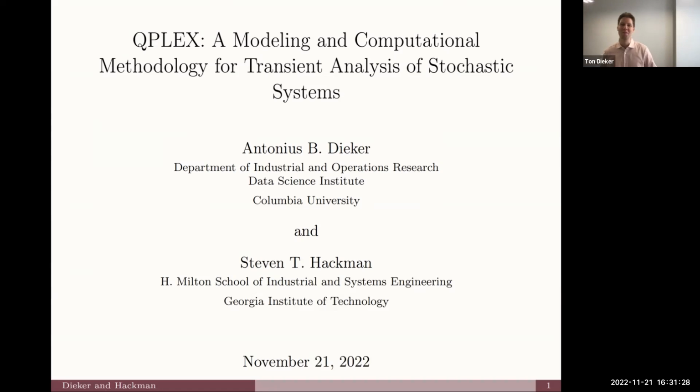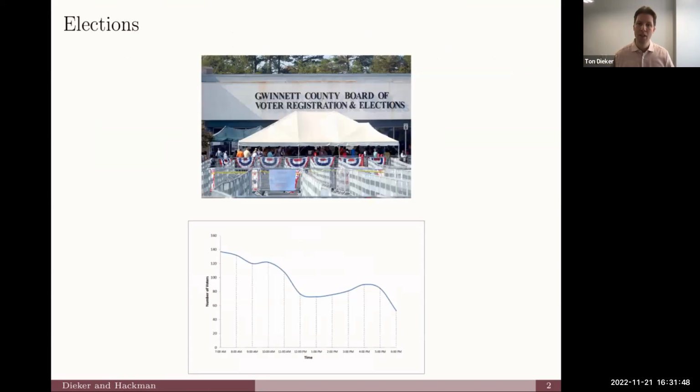Thank you, Ruba. I'm super excited to talk to you today about QPLEX, which is a modeling and computational methodology that Steve Hackman and I have been working on for several years. Let's begin with some motivating examples from student projects that Steve and I have advised.